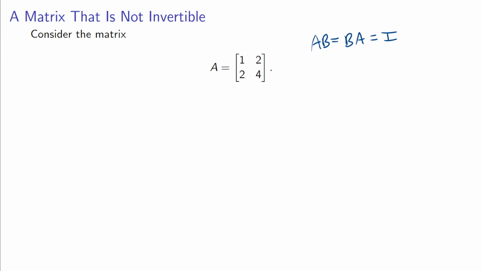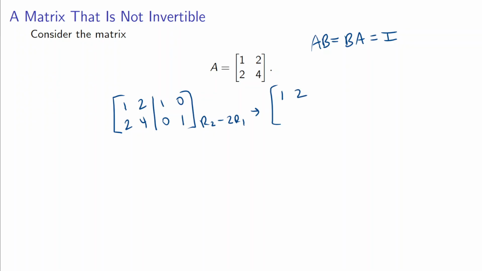So suppose we have this 2 by 2 matrix here, 1, 2, 2, 4. And let's go about using that process we had talked about earlier for finding the inverse. Assuming it exists, the way we would find the inverse is by augmenting our matrix with the identity matrix, and then row reduce. So we could do row 2 minus 2 row 1. 2 minus 2 is 0, 4 minus 4 is 0, and then 0 minus 2 would be a negative 2, and this would be a 1.